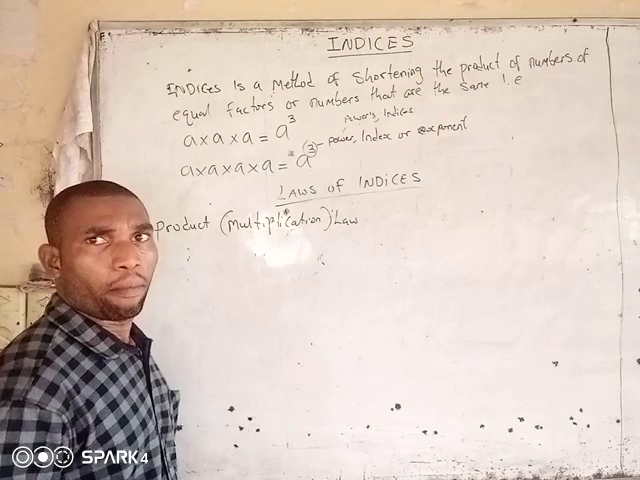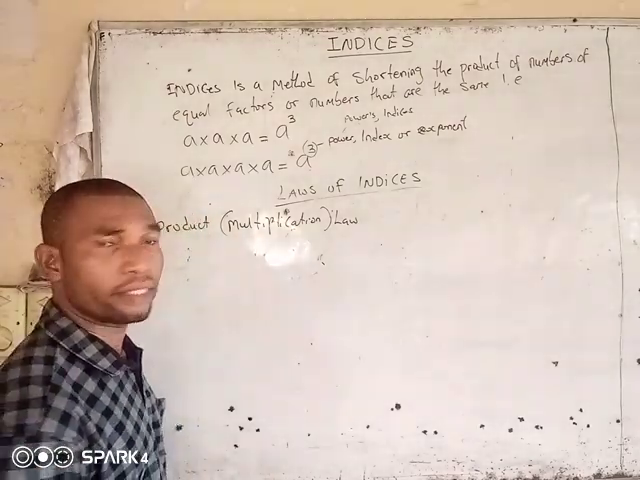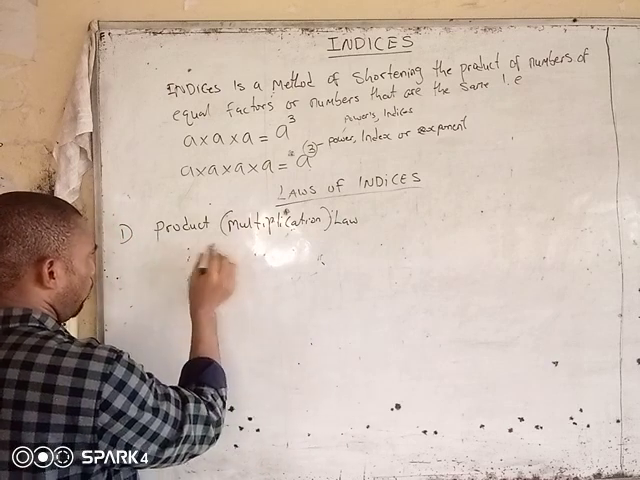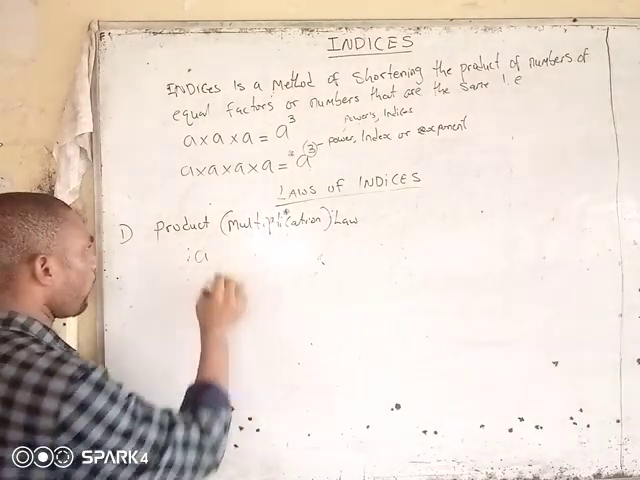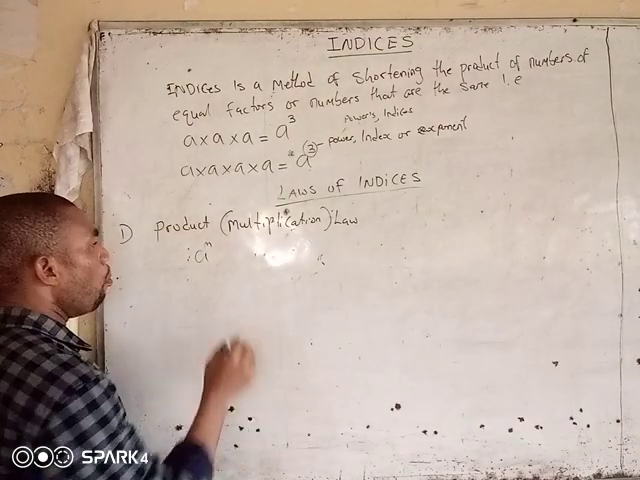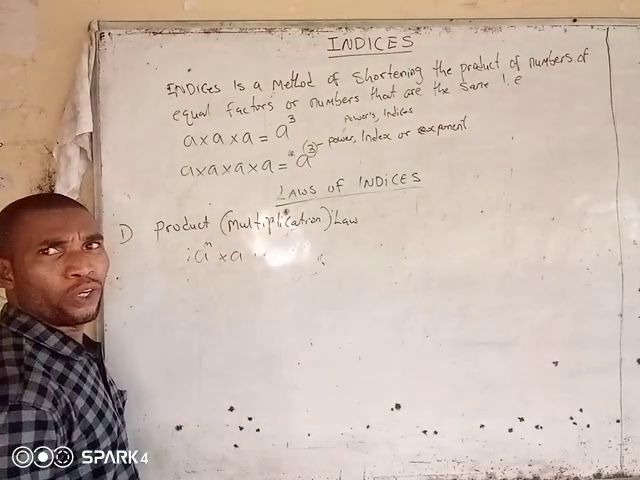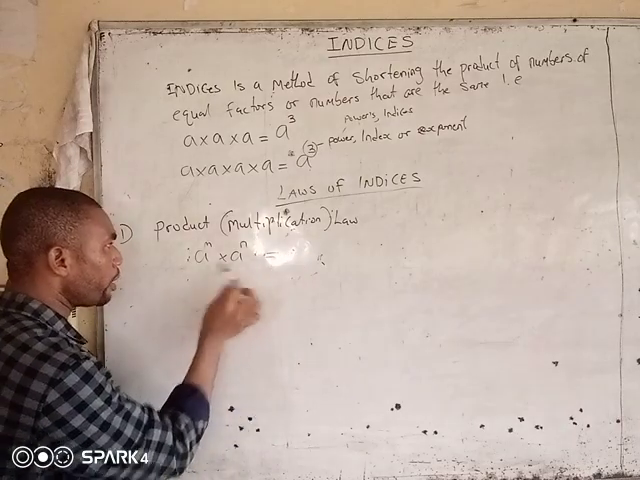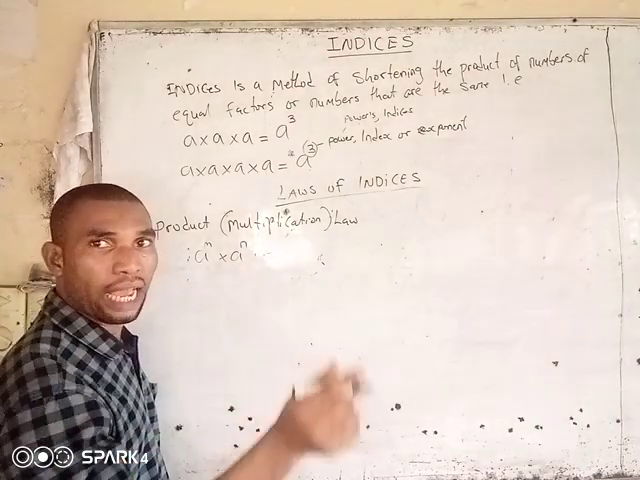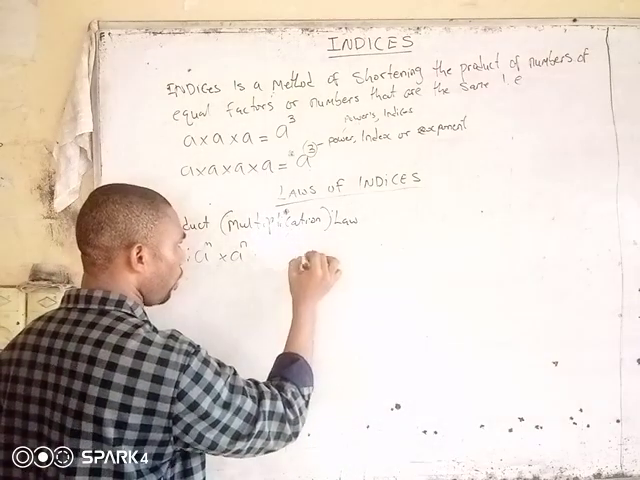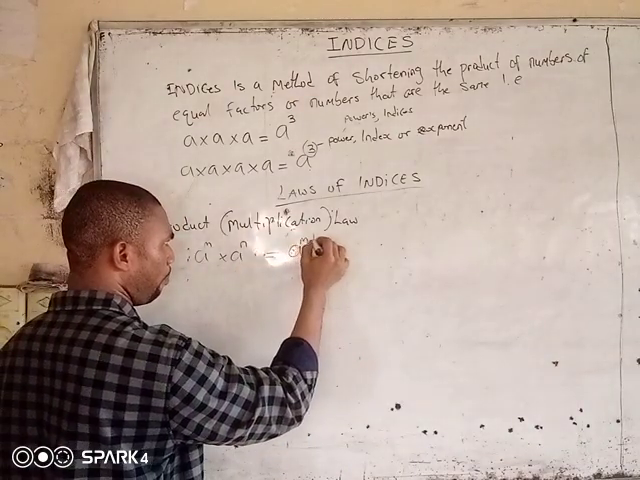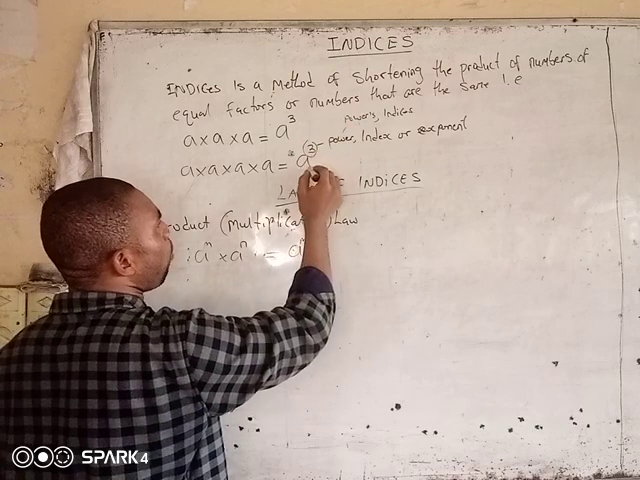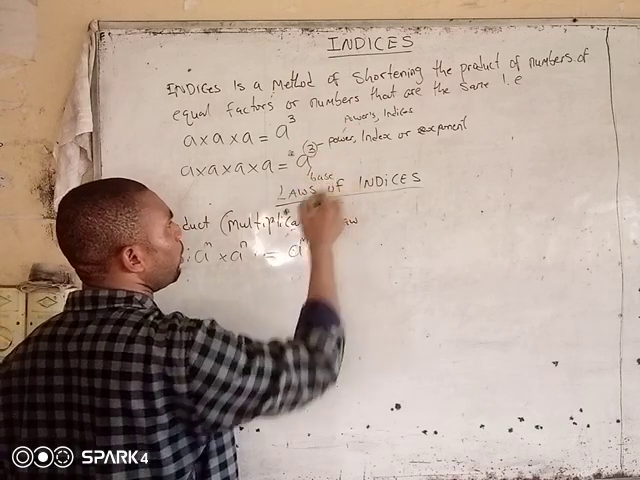The product, multiplication law is simply saying that if we have a base, let's say base A, raised to a certain power m, multiplied by the same base A raised to a certain power n, the result is, provided the two bases are the same, all we need to do is pick one of the bases and add their powers together, which is A raised to power m plus n. Here, we call this m the power, and this A is called the base.